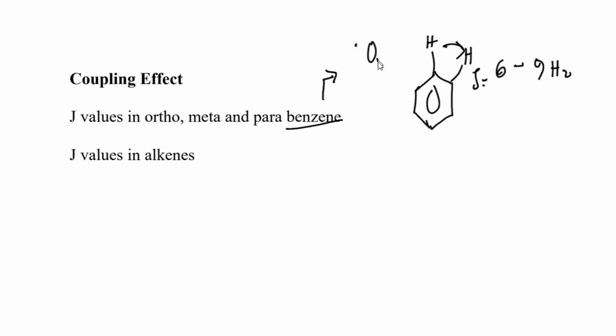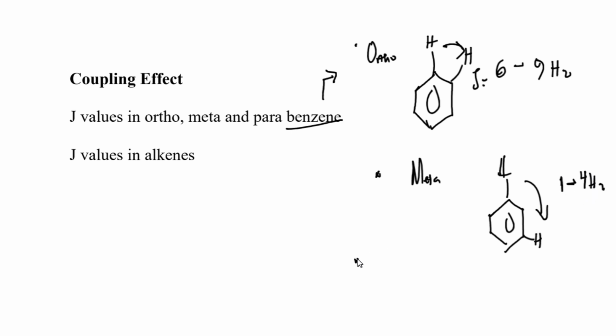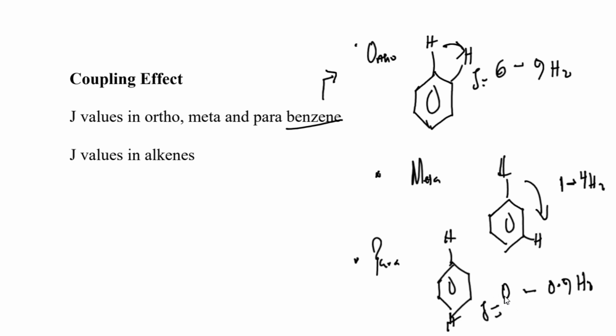So when it is meta, it's going to be this. That's going to be hydrogen and hydrogen, so it's going to be between 1 to 4 hertz. So when it is para, it's going to be between 0 to 0.9 hertz. So these are the J values for this. Now let's see the next thing.